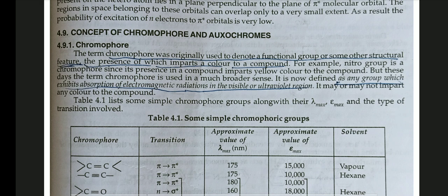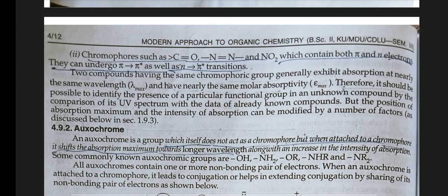Chromophores such as C=O, N=N, and NO2, which contain both pi and n electrons, can undergo pi to pi star as well as n to pi star transitions. Two compounds having the same chromophoric group generally exhibit absorption at nearly the same wavelength, lambda max, and have nearly the same molar absorptivity, Emax. Therefore, it should be possible to identify the presence of a particular functional group in an unknown compound by comparison of its UV spectrum with the data of already known compounds.